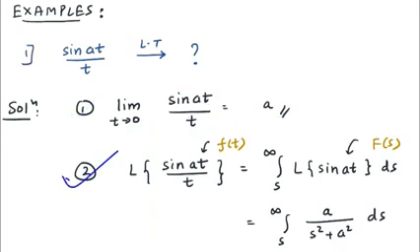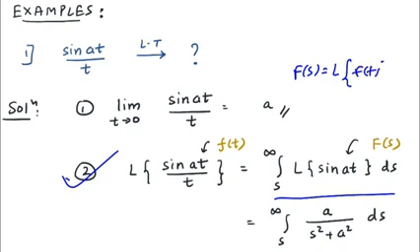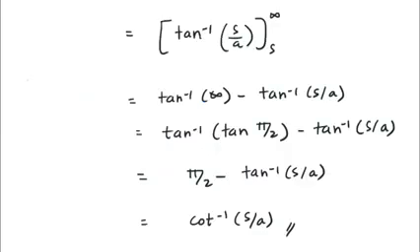So the second point is you can solve the integration, integral s to infinity capital F of s ds. So what is capital F of s? It is basically the Laplace of the function, right? So what is the given function? The given function is this numerator part, which is sin at. So Laplace of that is a upon s square plus a square. Now you have to solve the integration, put the upper limit, then minus the lower limit, you will get the final answer. So for that you should know the integration formula.